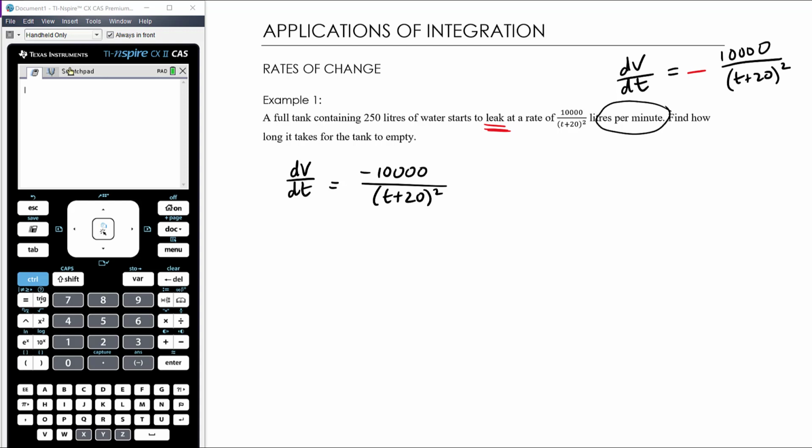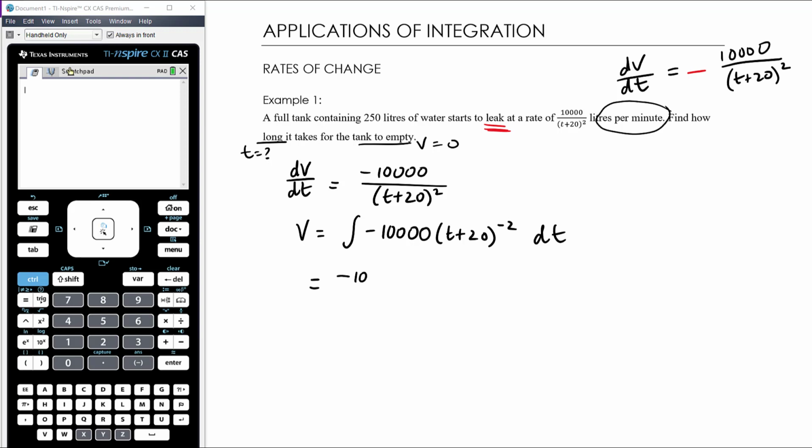So we want to know how long, what is t, when the tank is empty, when the volume is 0. So in order to answer that, we're going to need a relationship between V and t. So we need to anti-differentiate this to get a relationship between V and t. So V is going to be the antiderivative of negative 10,000. Now I might write this as negative 10,000 (t plus 20) to the negative 2 dt. So when we anti-differentiate that, we add 1 to the power first, and then we divide by that new power.